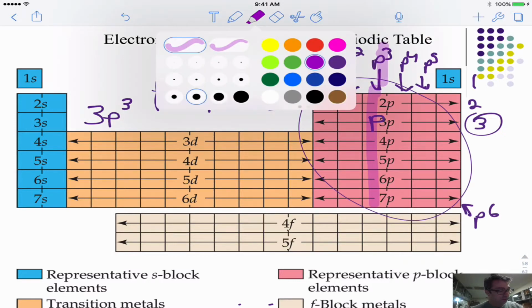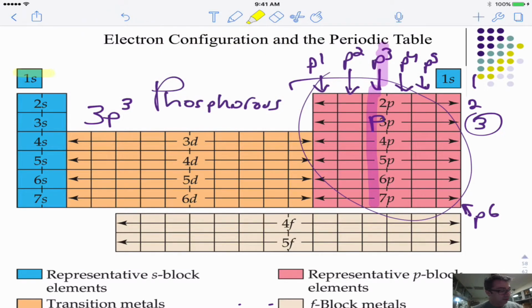And I can go through and I can say, okay, well, 1s1, 1s2, 2s1, 2s2, 2p1, 2, 3, 4, 5, 2p6, 3s1, 3s2, 3p1, 2, 3, 4, 5, 6. I also have the D block here, and I have the F block here. So this is just to help to guide you.